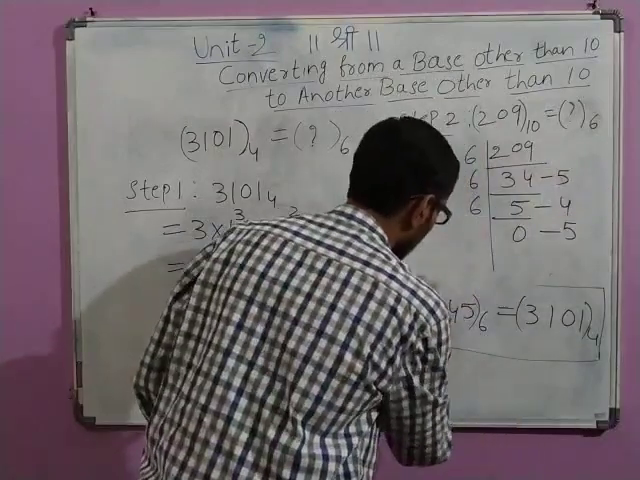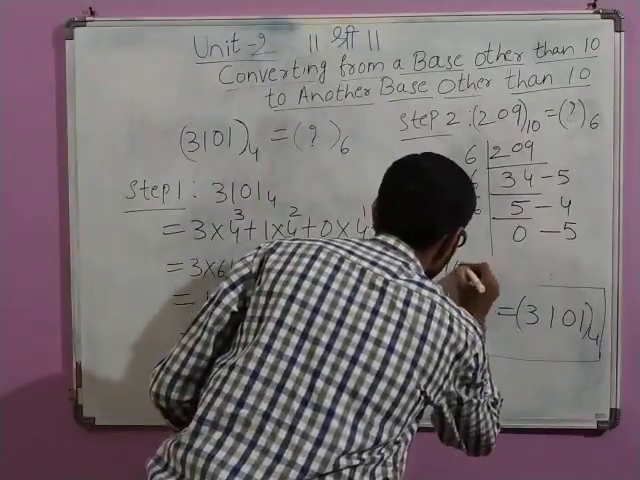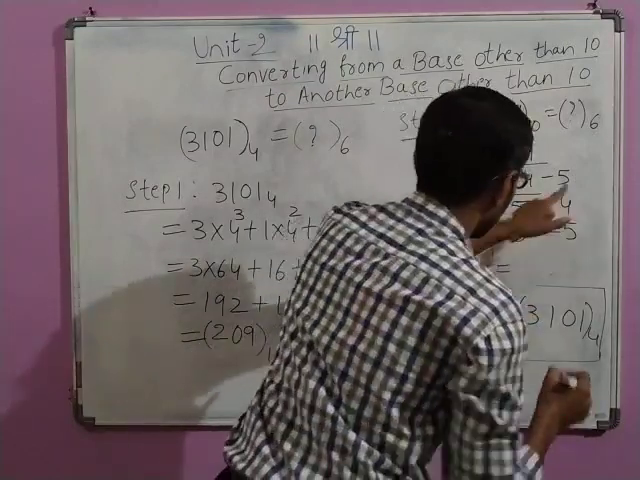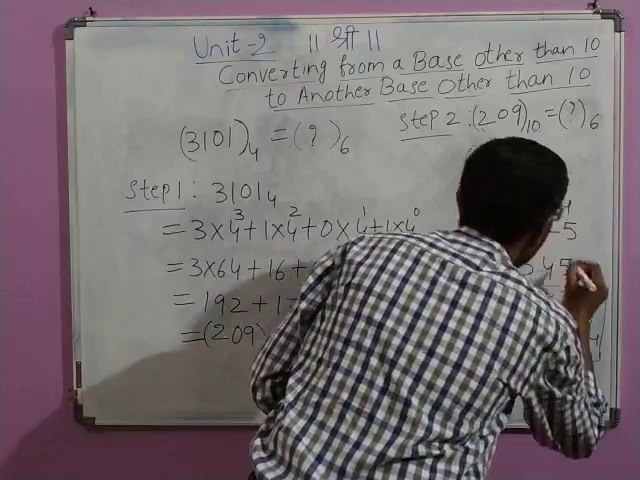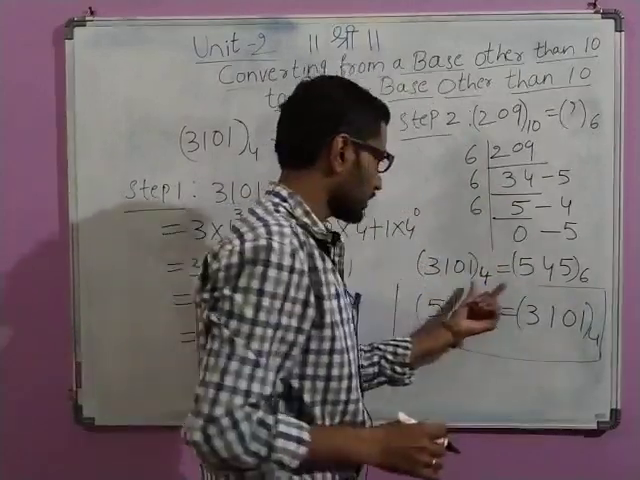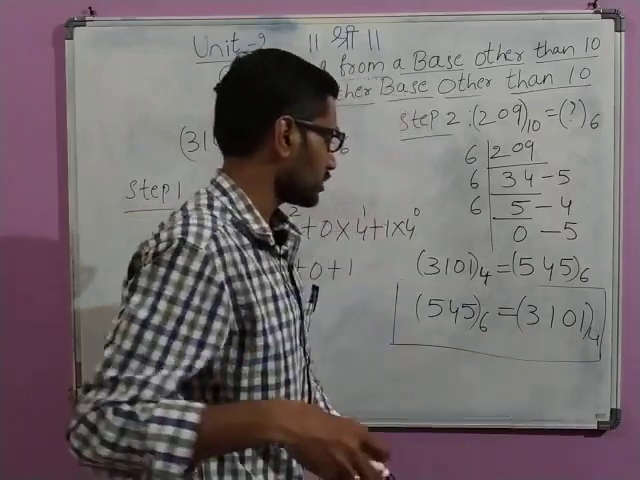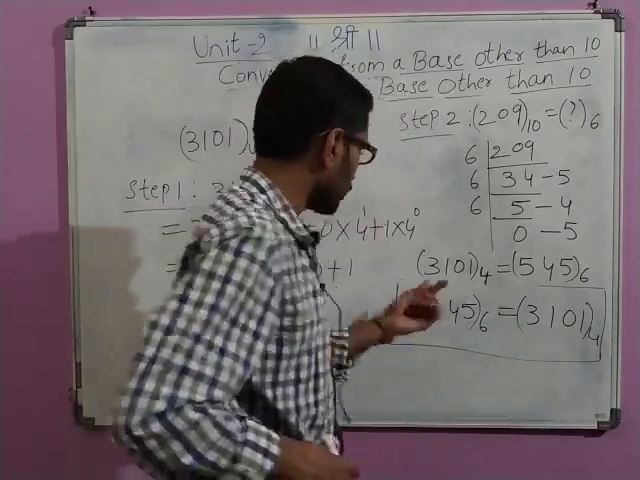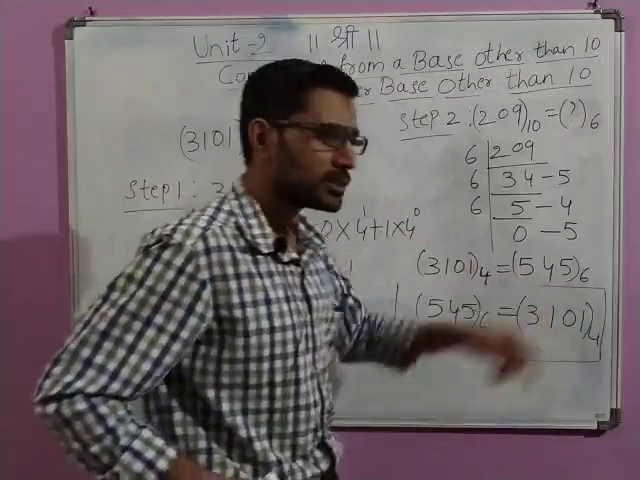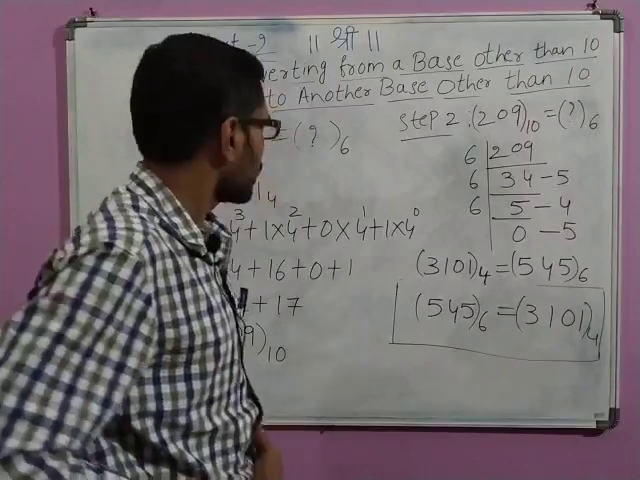So here I will write, what is the original number? 3101 to the base 4, and what is the answer? 545 to the base 6. So now we can easily understand that when we converted 3101 to the base 4, and when we convert it to base 6, we get the result as 545. This is what is very important, and you can understand it very easily.